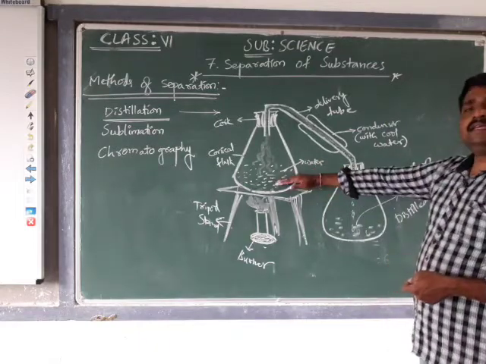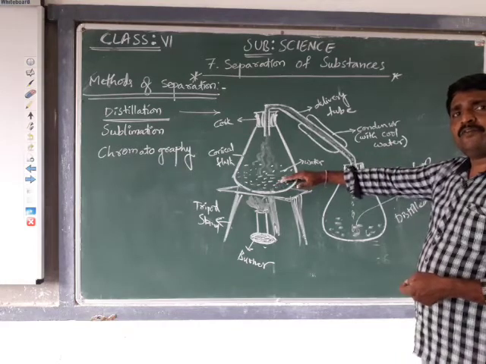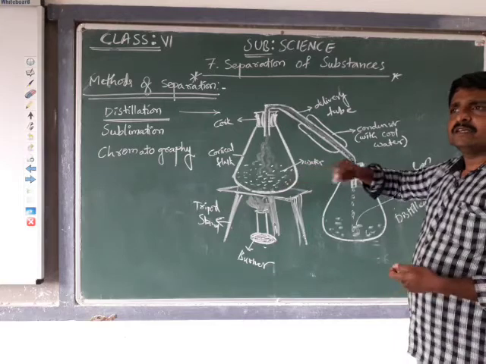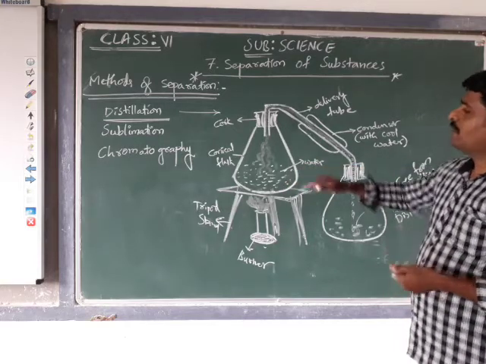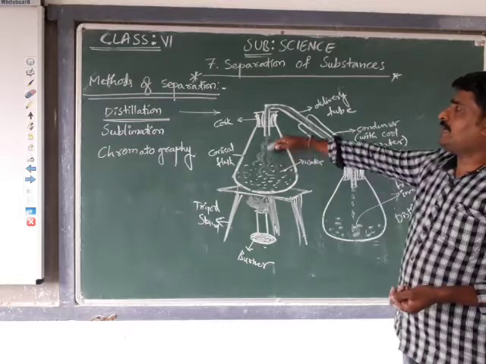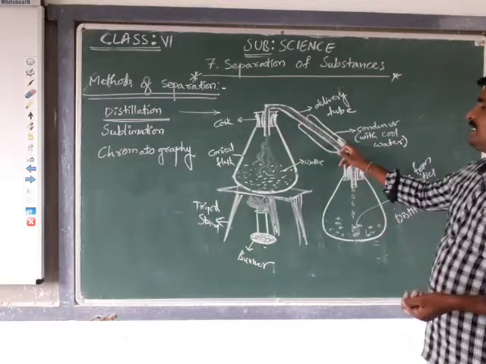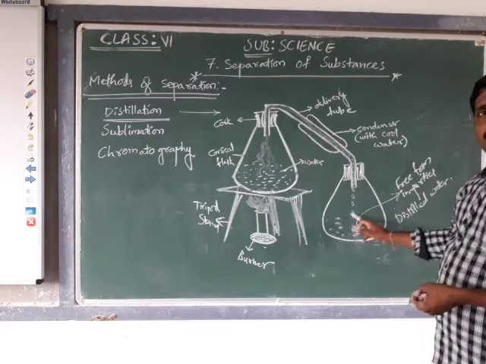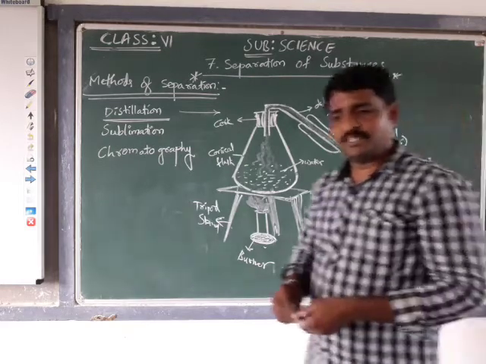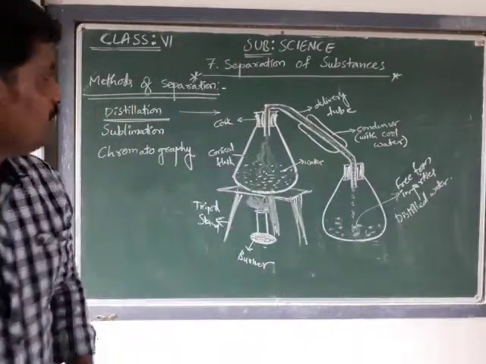To get the pure form of water which is free of impurities, we will use the process of distillation, where the water gets evaporated and condensed here and collected as water droplets in another beaker, which is free of impurities. This is the process of distillation. I hope you understood this.